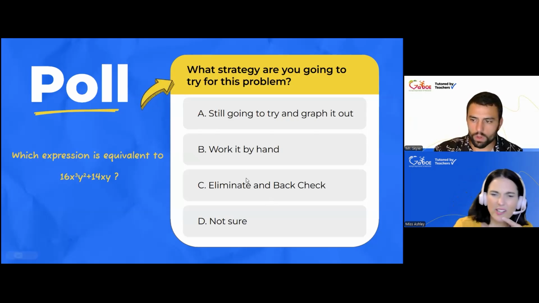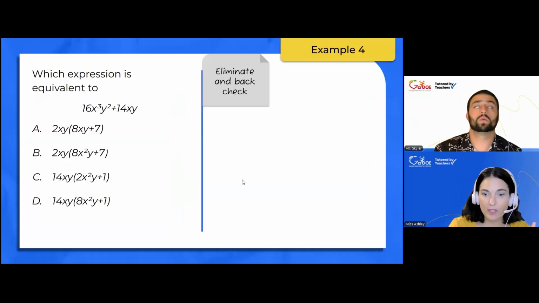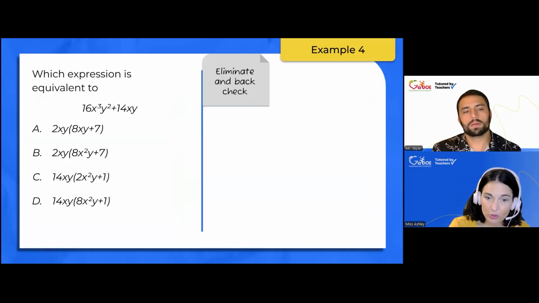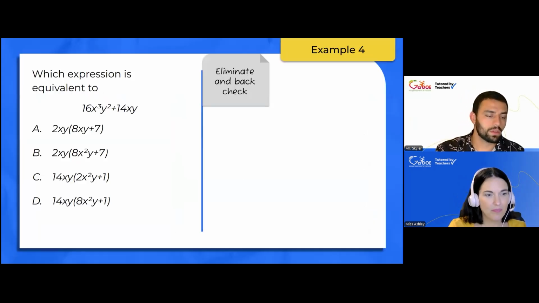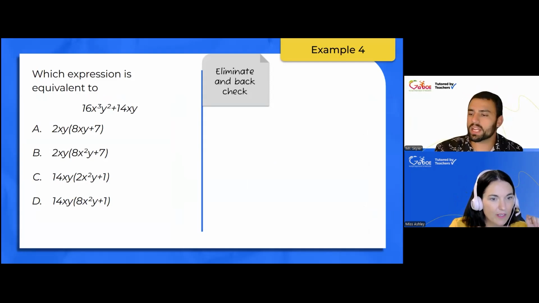Now, would you say flag it? Yep, you flag it for review and you go back and look at questions. Don't sit there stumped on a question. 95 seconds per question, you guys. If you get stumped, mark it for review. That's one of your tools within your SAT. That's right. Now, we're going to go ahead and solve this one by eliminating and back checking.